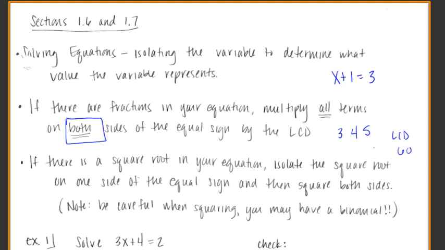It's just that sometimes there's a little less multiplication to do if you go with the least common denominator as opposed to just any common denominator.